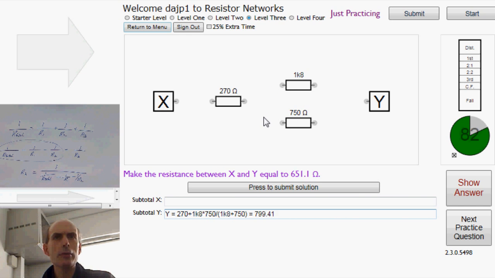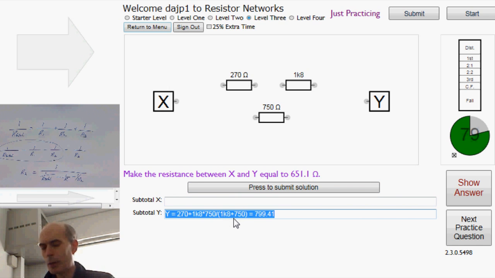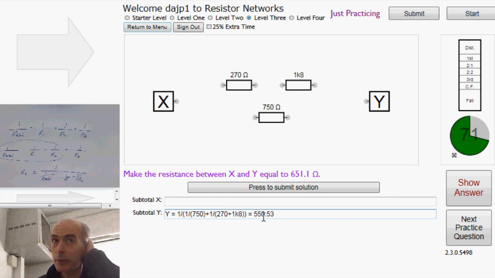Okay, next idea. Supposing we have the 750 and we put it in parallel with the series combination of those two. Then we would get 1 over 750 plus 1 over 270 plus 1K8, and it would be 1 divided by that lot. So that would give me 550. That's not right either.